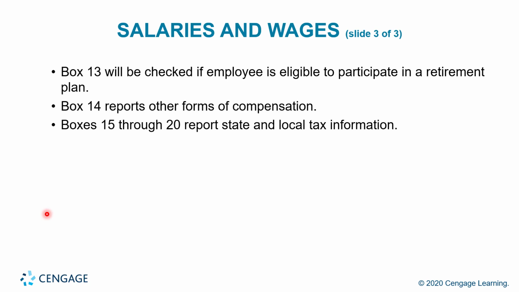Box 13 will be checked if the employer is eligible to participate in a retirement plan. And box 14 reports other forms of compensation. Box 15 through 20 reports state and local tax information. I'd like to note that box 14 is important because a lot of employers put information that probably should be in box 12, retirement information, in box 14, so you have to be very careful about that.